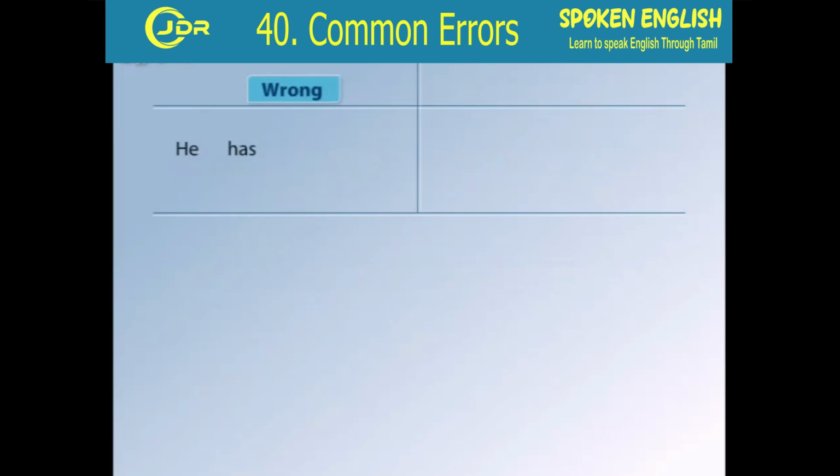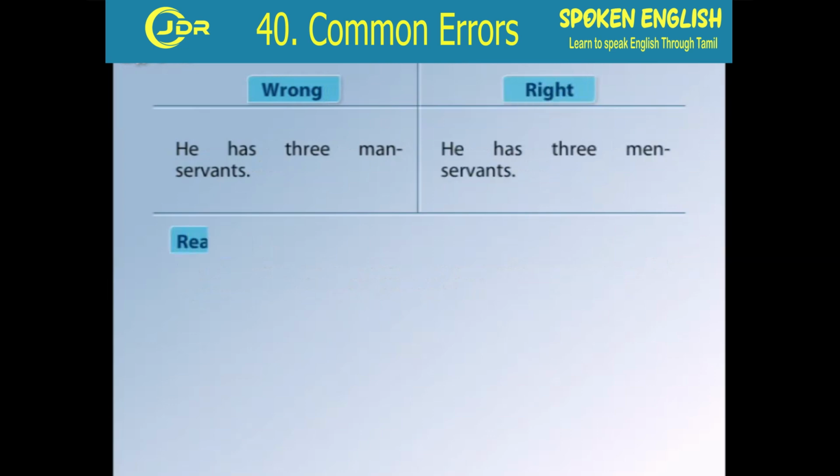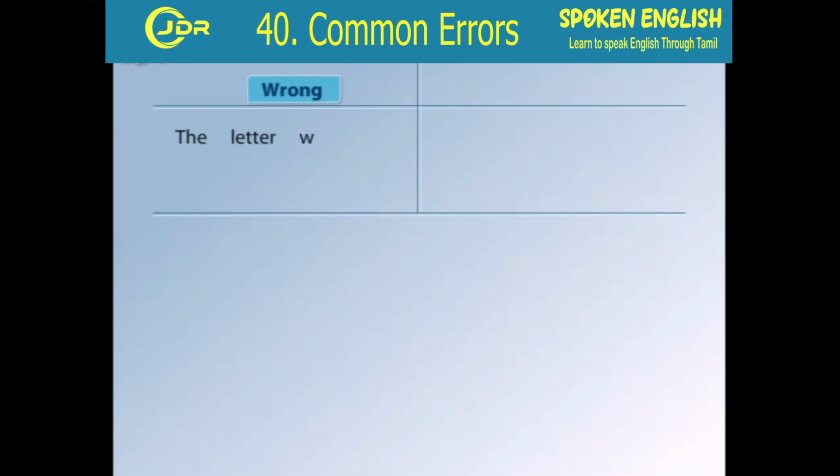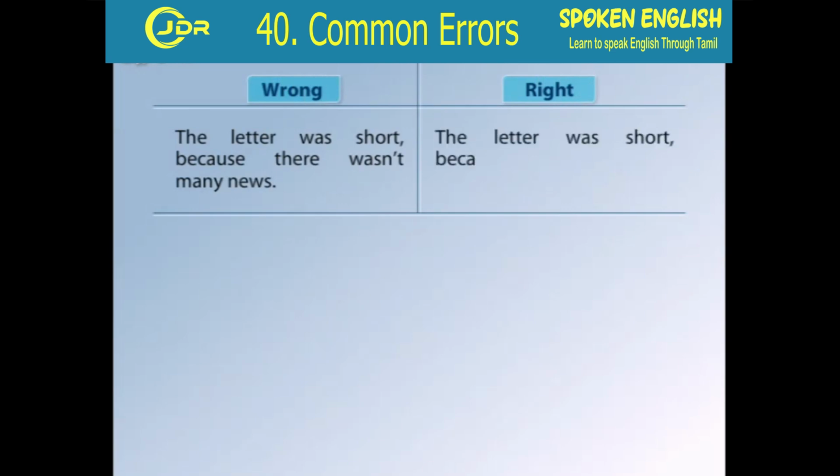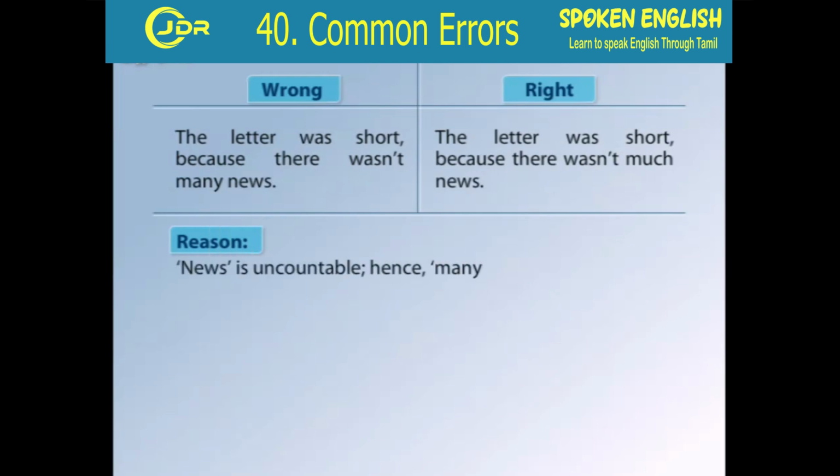Wrong. He has 3 manservants. Right. He has 3 menservants. Reason, the plural of manservant is menservants. Wrong. The letter was short because there wasn't many news. Right. The letter was short because there wasn't much news. Reason, news is uncountable, hence many is wrong.